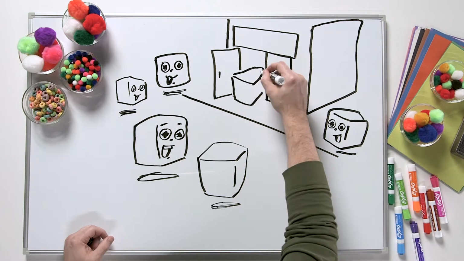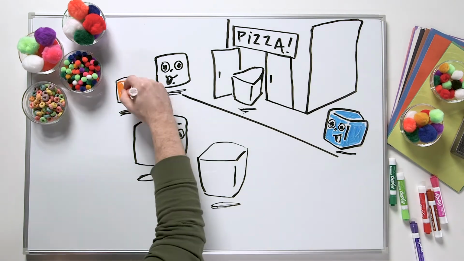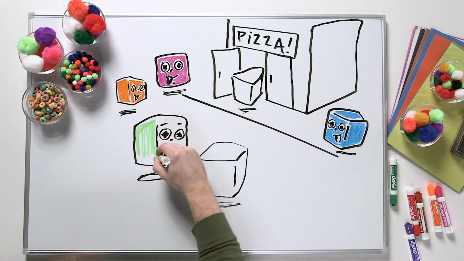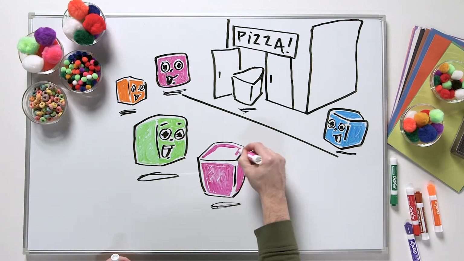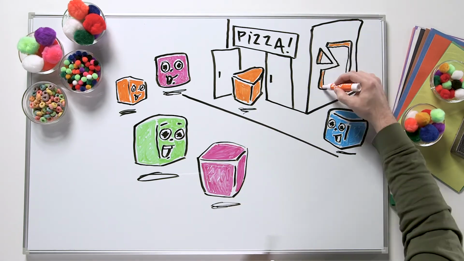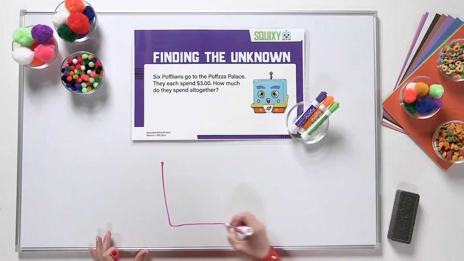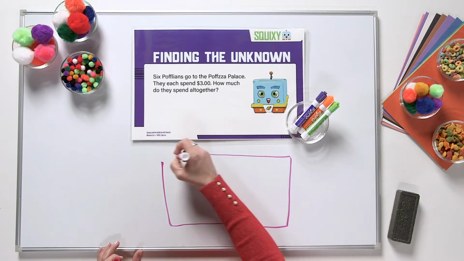Now we're ready to solve a word problem. Let's try a word problem to help us understand how to find the unknown. Consider this problem. 6 Pofflians go to the Pofsa Palace. Bingo! They each spend $3. How much do they spend all together? Drawing a bar model can help us visualize this equation.